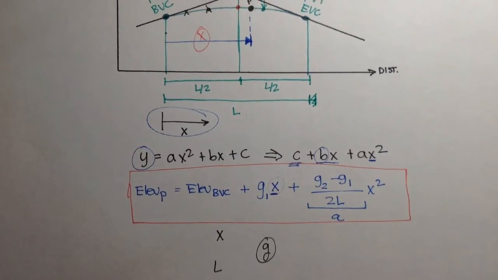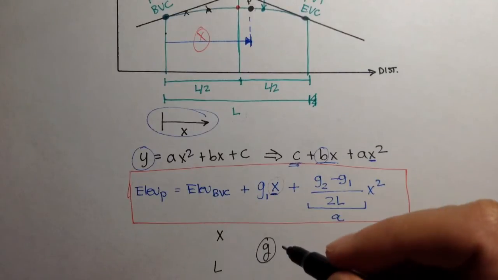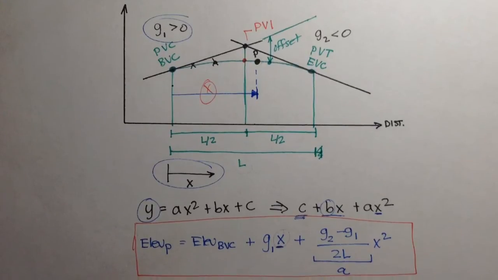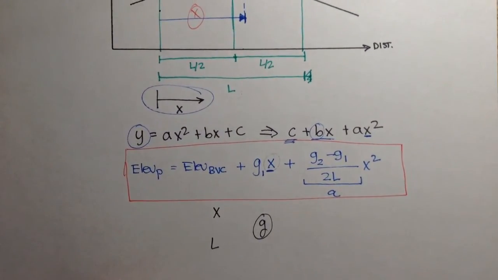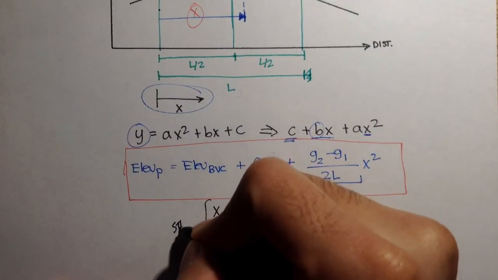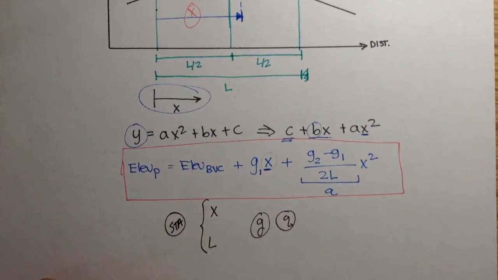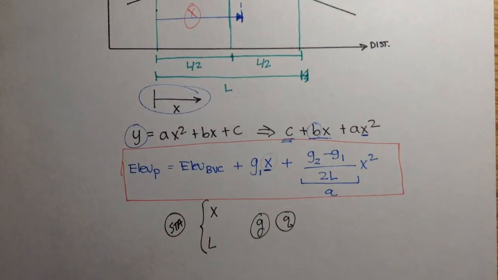In other words, if we were to study a problem similar to this and we said that, hey, let's put x in stations, well, L would also be in stations, but grade would be in percent. So if these two terms are in stations, make sure your grade is in percent. Alright, so if x and L are inputted as station numbers, make sure your grade is in percent.